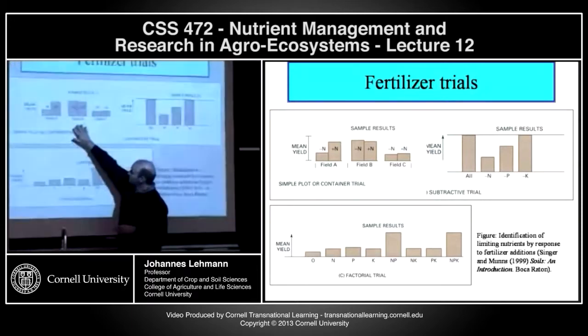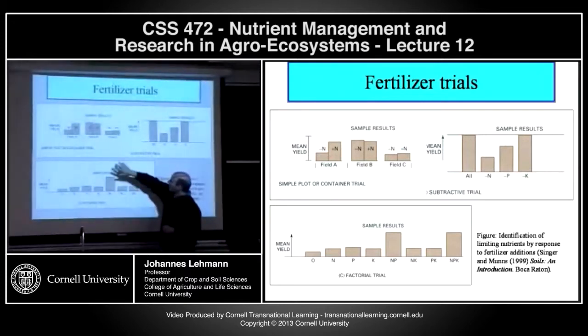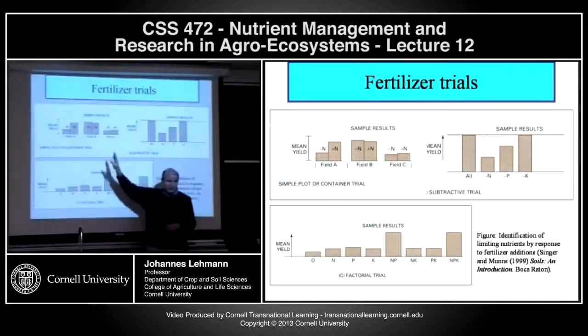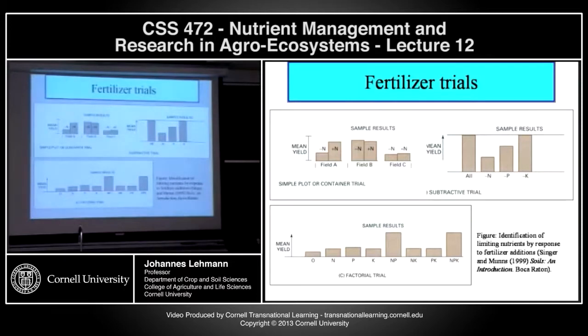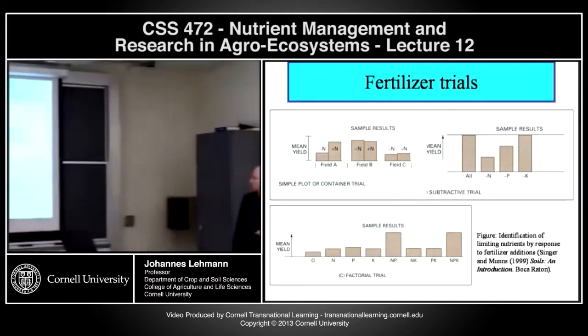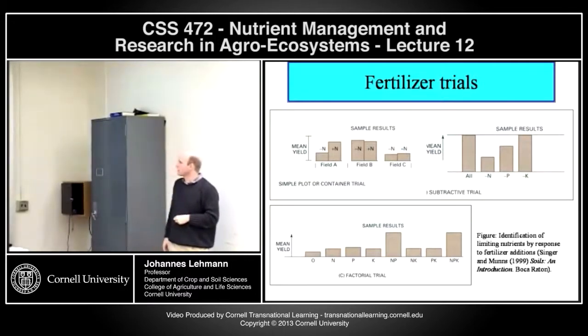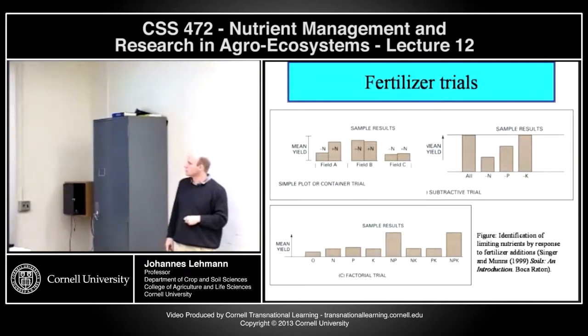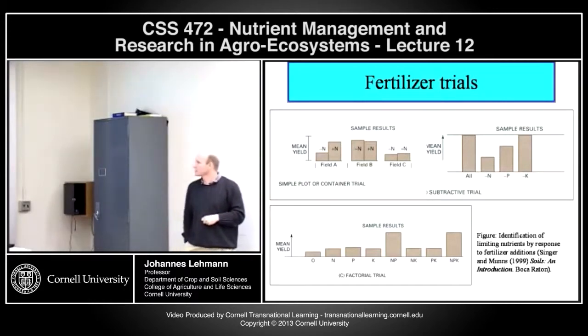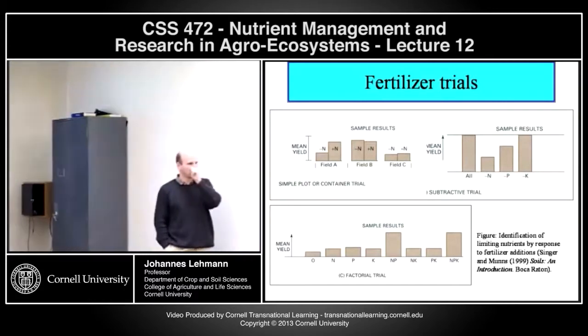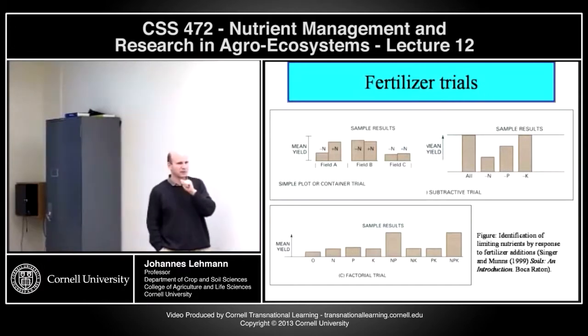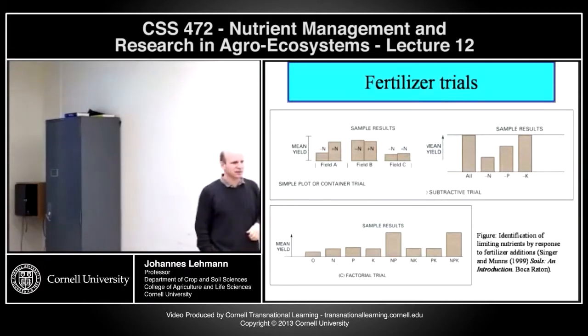Here are some other ways of doing that in pots or in fields. Here, what they call a simple plot or container trial. Can someone of you interpret that? So these bars are just hypothetical yields of a field A, a field B, and a field C. So what would you think in field A? The minus N and plus N is increased. So can you walk us through, Tara?